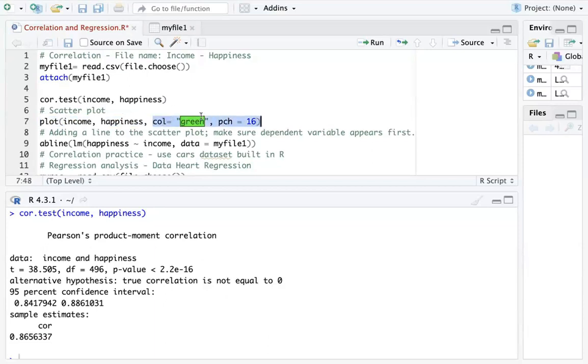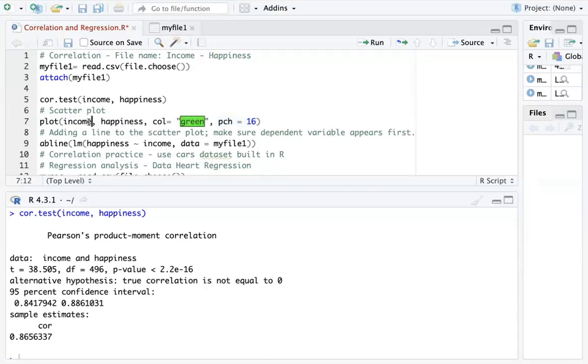So color is equal to green. You can also choose any color from an HTML color code website. And this is fill: if you don't use it, it will just give you empty circles. But if you use this pch equal to 16, then those circles will be filled.